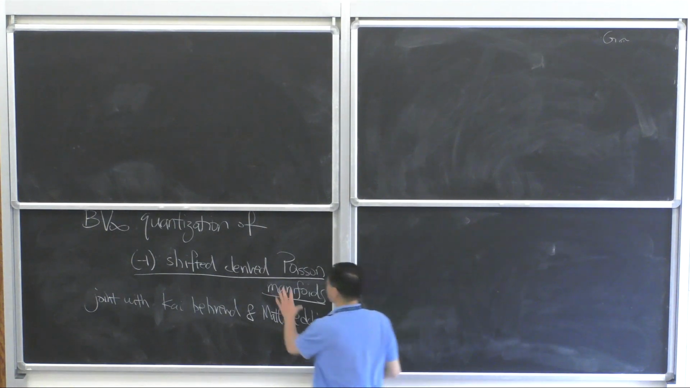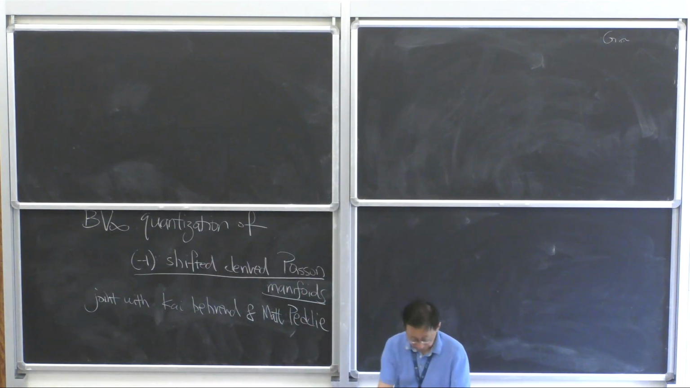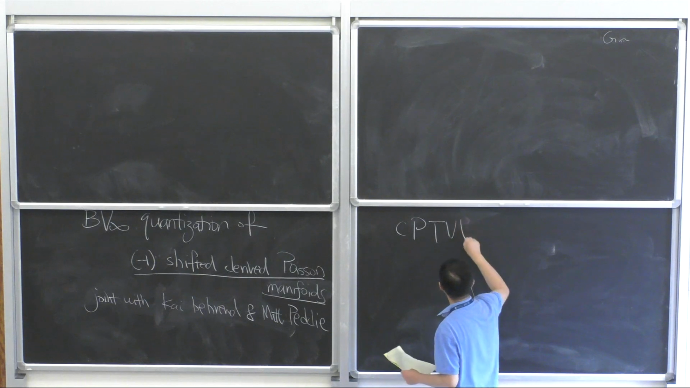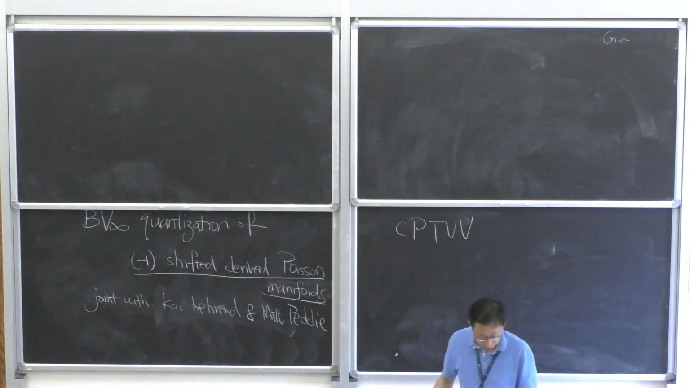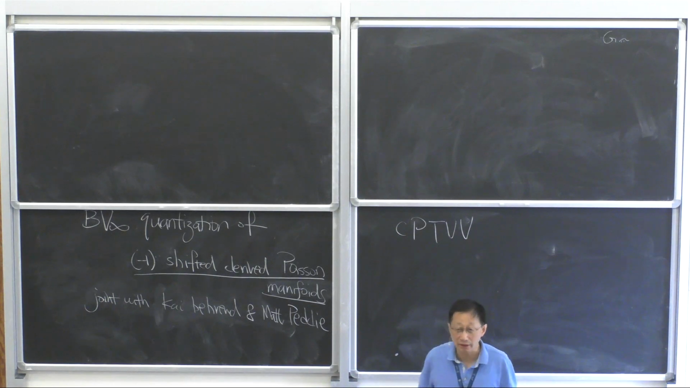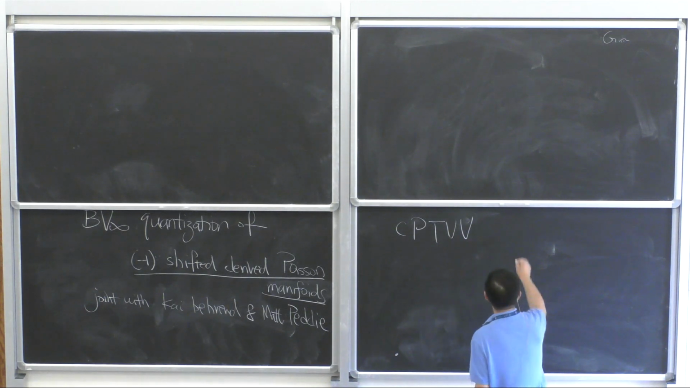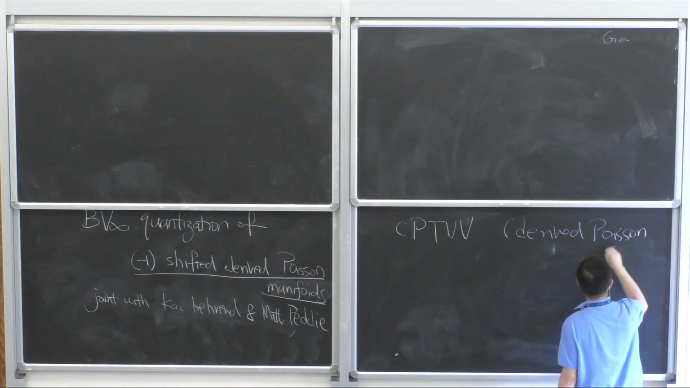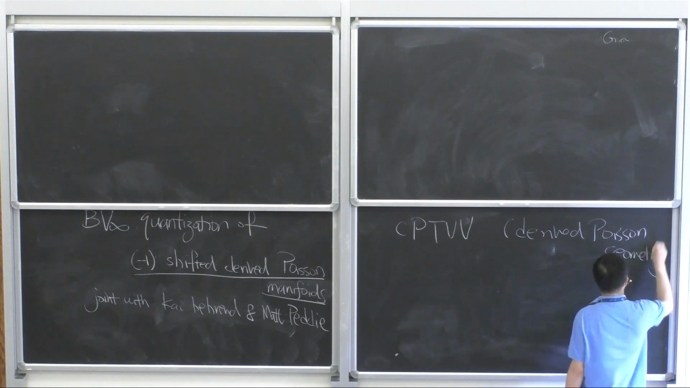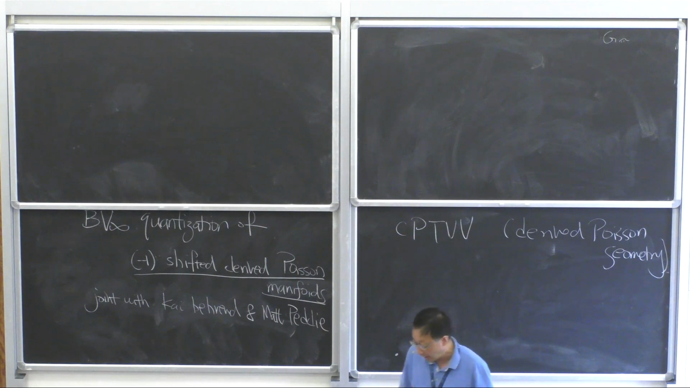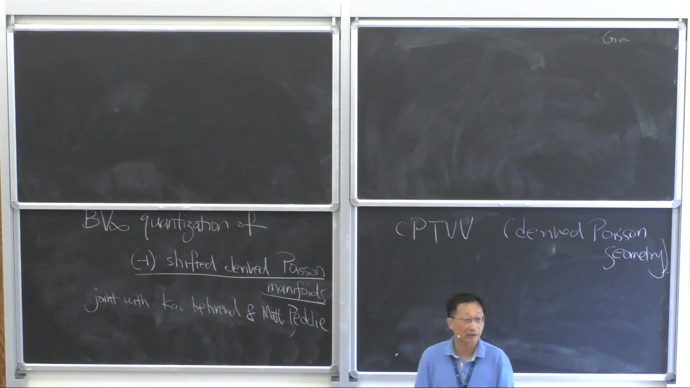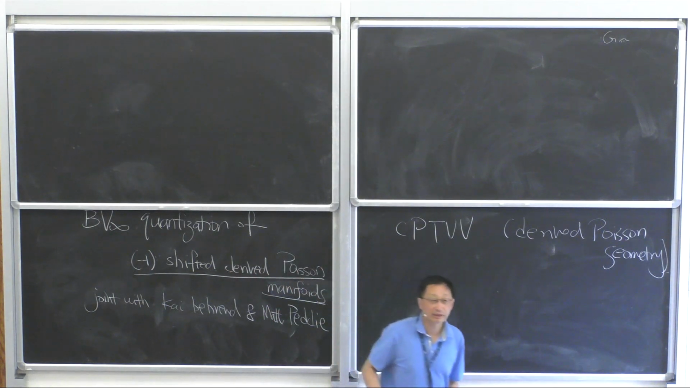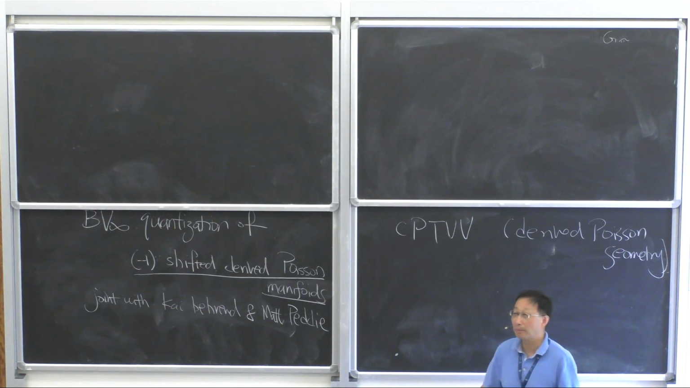Some comments about the terminology here. As most of you might know, CPTVV, Damien, pioneered all this work recently on derived Poisson geometry, which motivated a lot of activities in this field. What I'm going to talk about here, in some sense, fits into that framework, but may not be exactly.